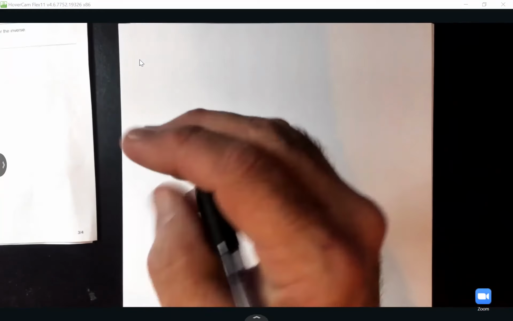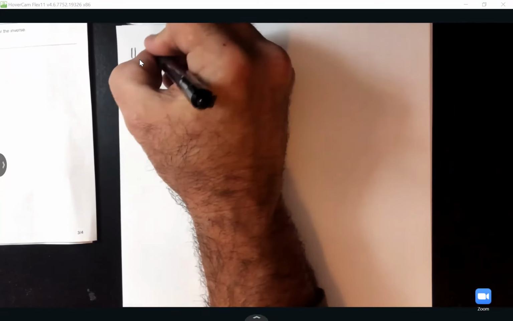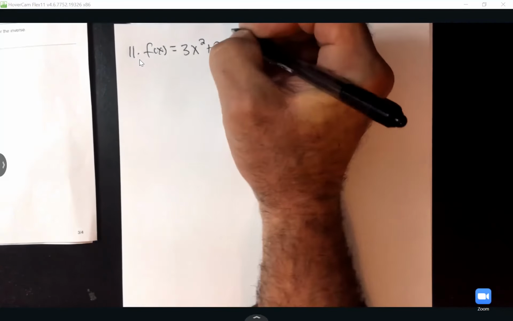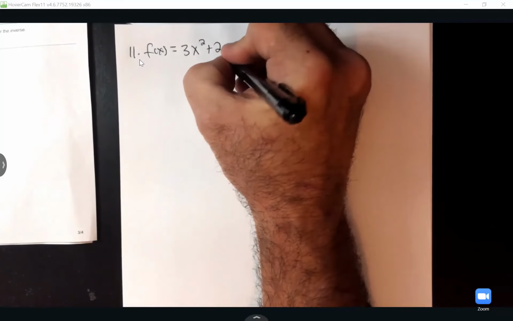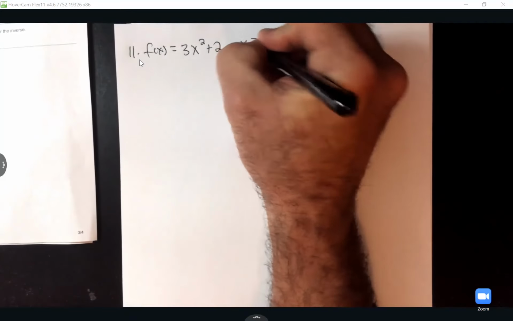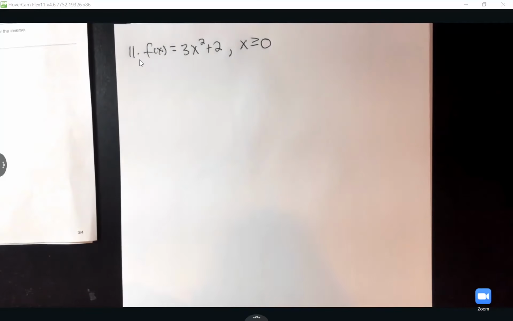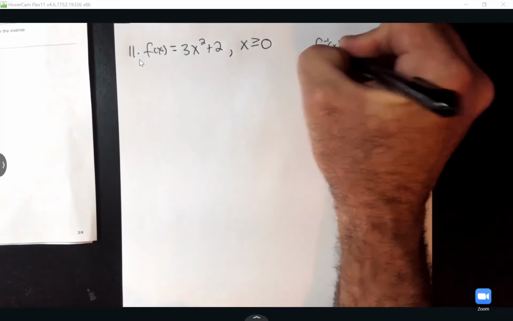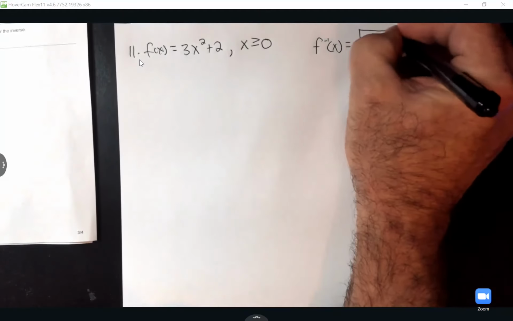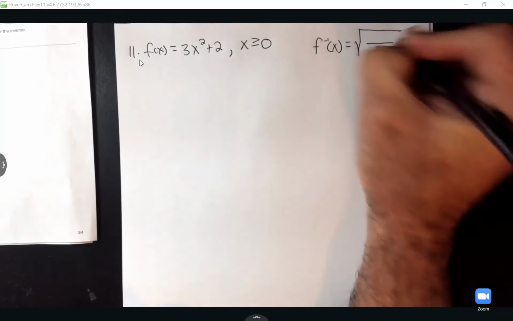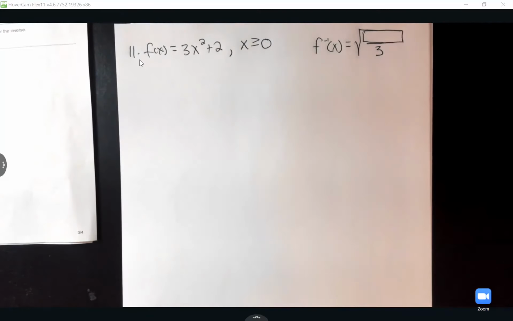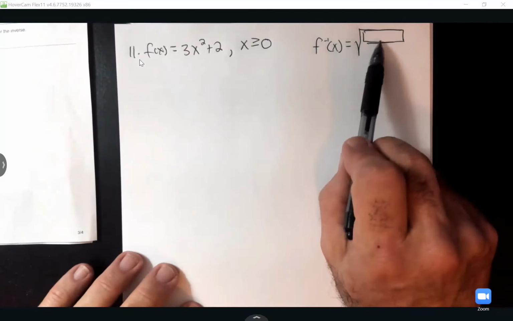All right, there's only a couple more of these, and then we'll get into 3, 5. This one has f of x equals 3x squared plus 2, then a comma and says x greater than or equal to 0. Now this one, they gave me this much of the answer: the square root of something over 3. What we've got to figure out is what's going on top of that fraction.